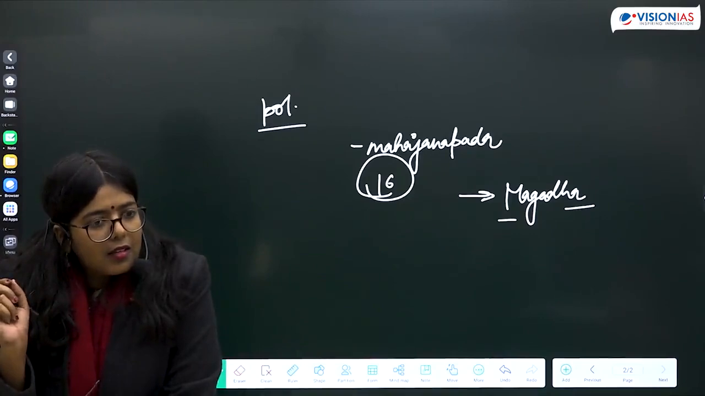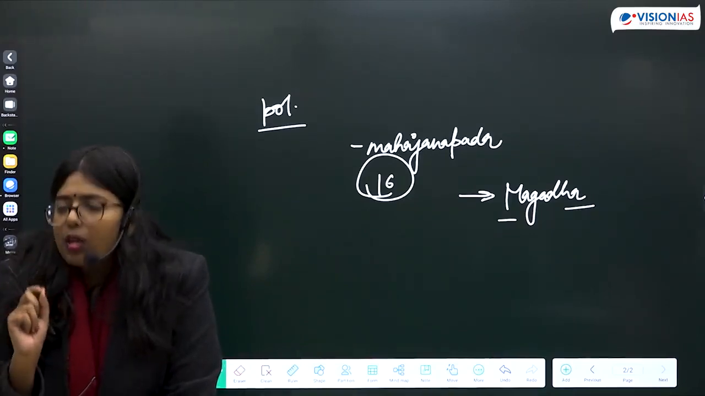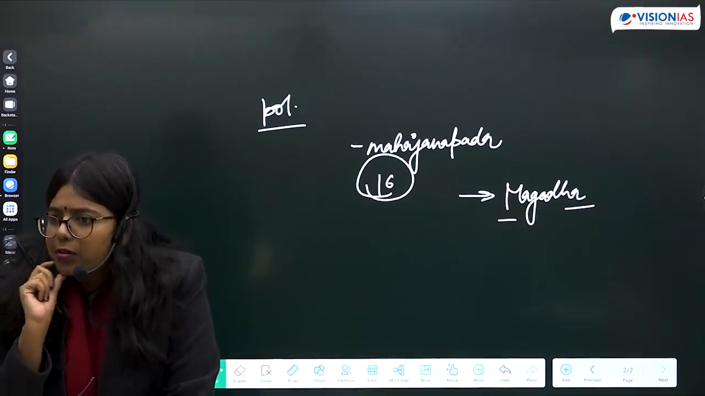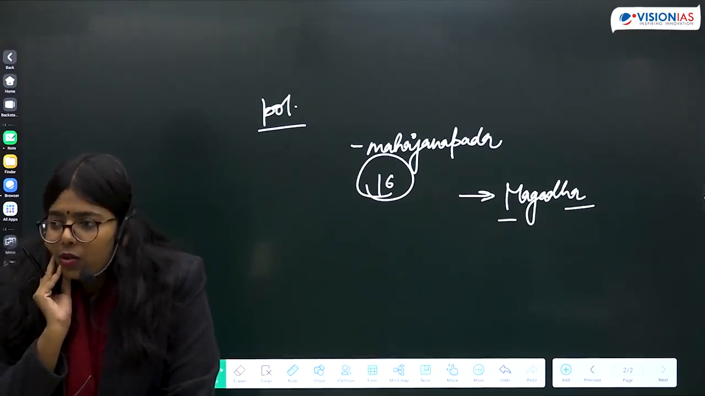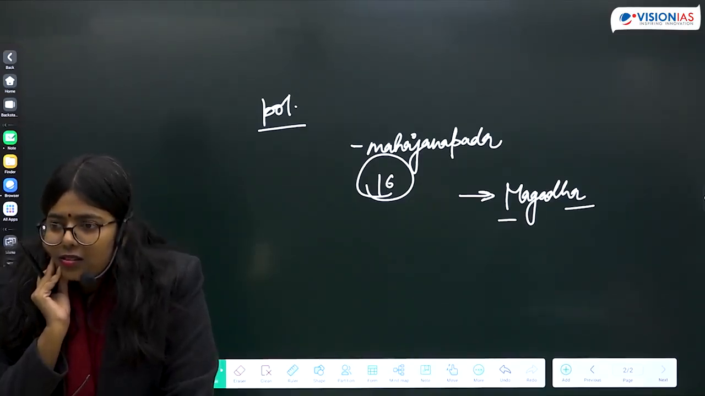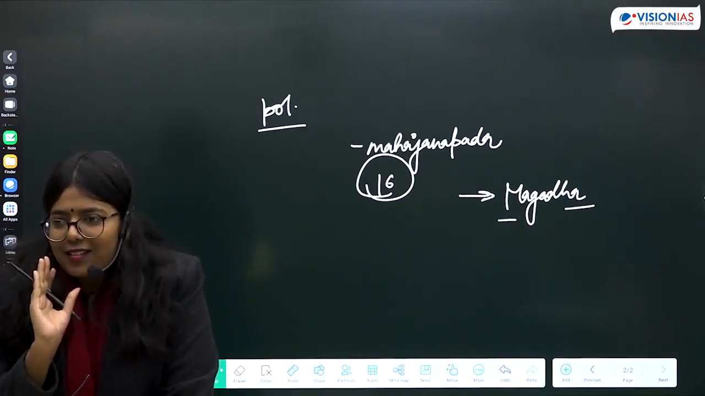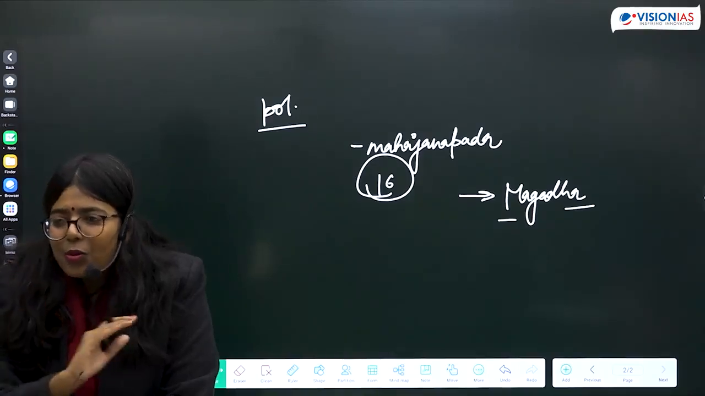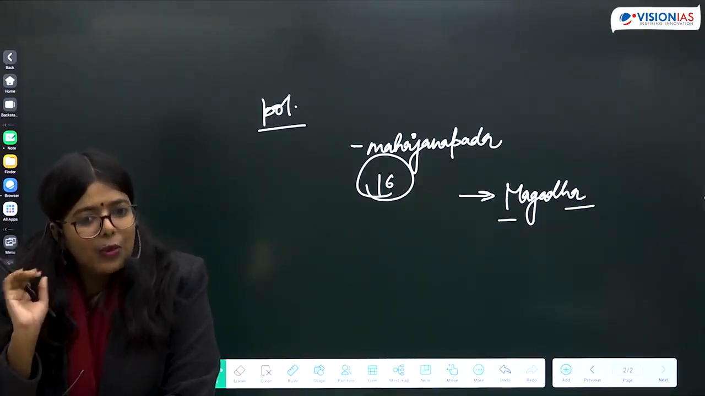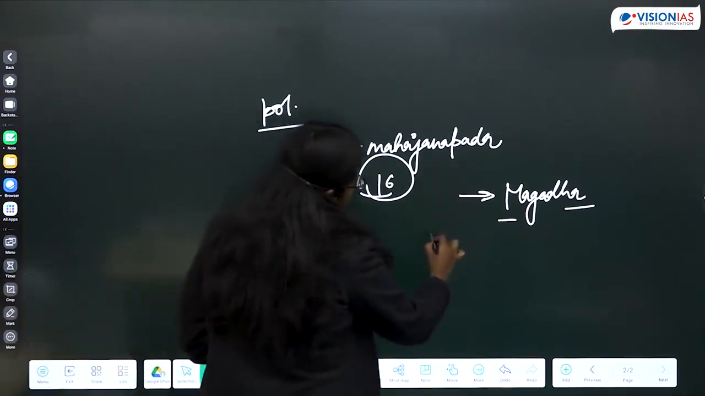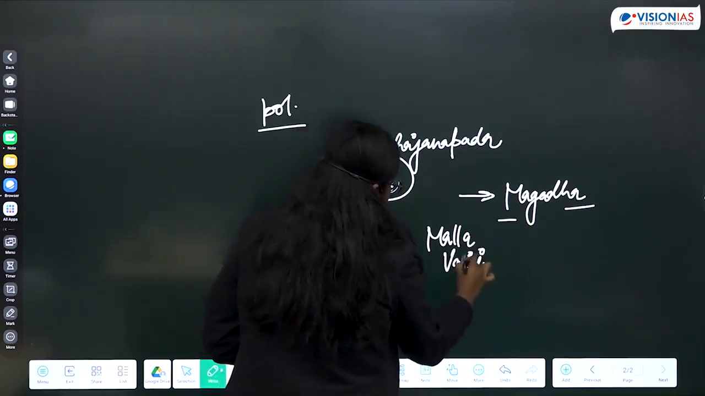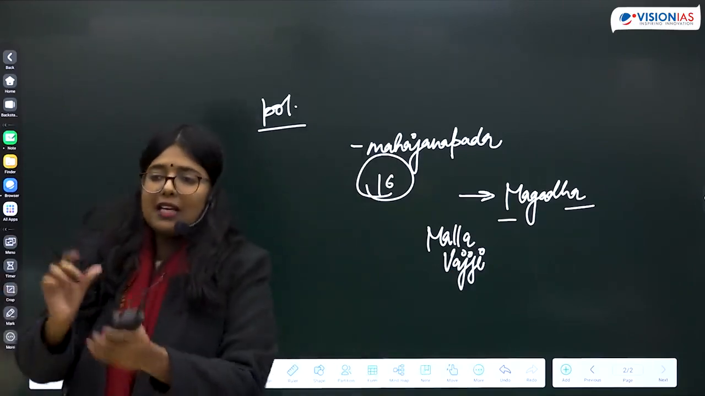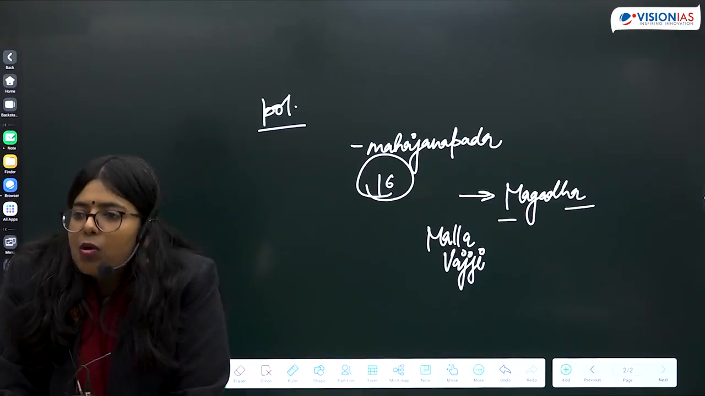Now, when we are talking about these 16 Mahajanapadas, which ones are unique in some aspect or the other? Is it a monarchical setup or is it an oligarchical setup? So which ones are monarchies and which ones are not? Only Malla and Vajji. So if you remember these two, you don't need to mug up which ones are following the monarchical setup. So remember the name of Malla and Vajji. What do we mean by this particular term, republican system or oligarchy?